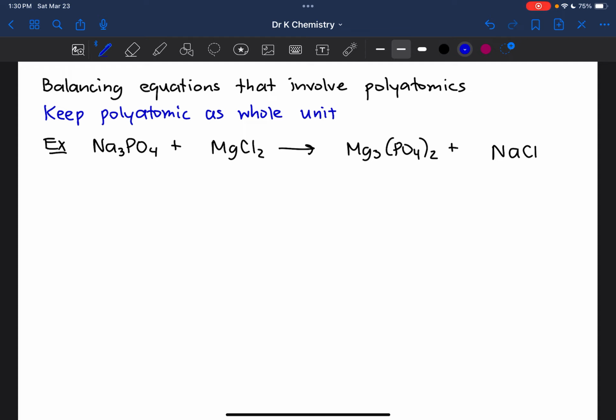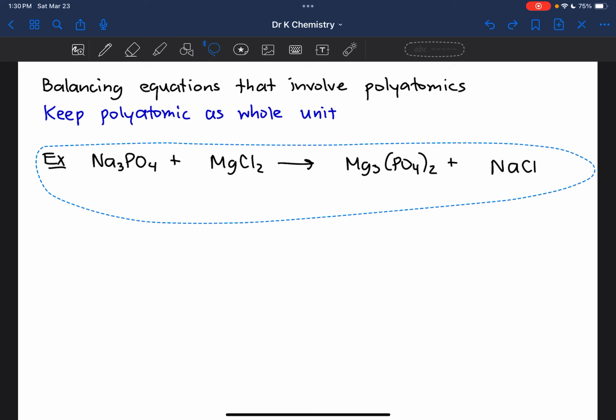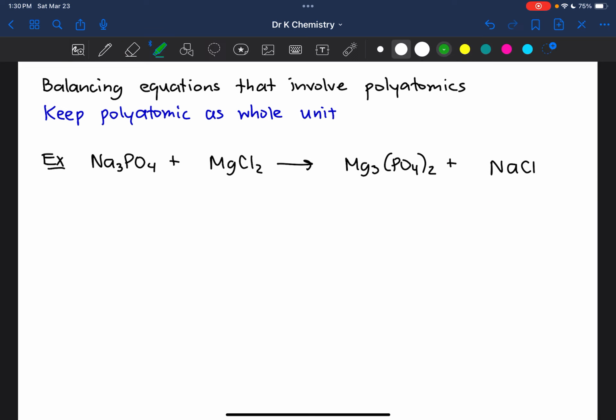So if you separate sodium and phosphorus and oxygen and magnesium and chlorine and you look at all of them individually, it will take a really long time. So it's best to just keep everything as a whole unit. And I could say on the left, I have 1 phosphate. Notice that that phosphate is not in parentheses. We don't have a subscript after it indicating that this is being multiplied by anything. So we have 1 phosphate on the left and 2 phosphates on the right.